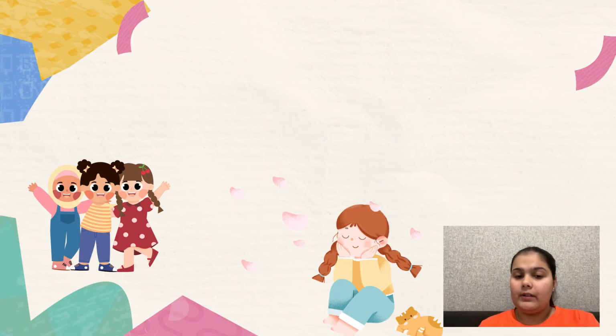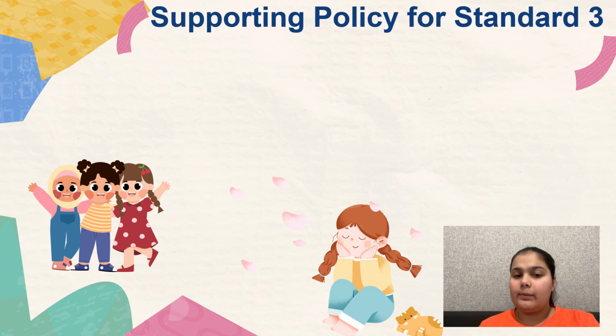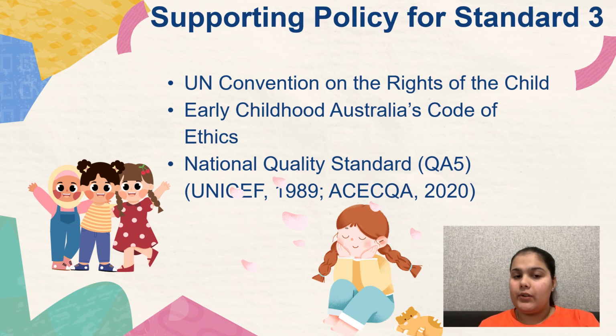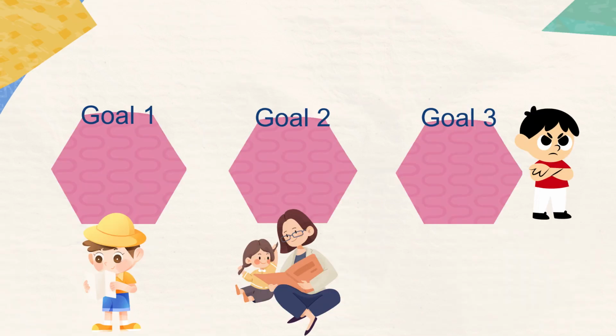On slide 14, we look at policies that support Standard 3. These include the UN Convention on the Rights of the Child, the Early Childhood Australia Code of Ethics, and the National Quality Standard, especially Quality Area 5, which focuses on relationships with children. These policies remind us that children have voices that need to be heard and respected.